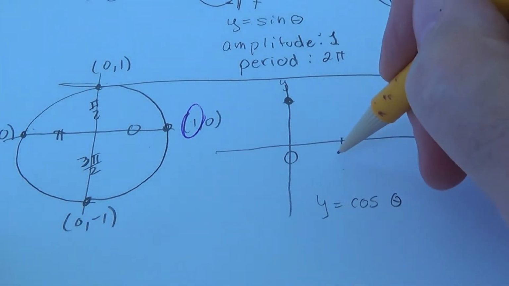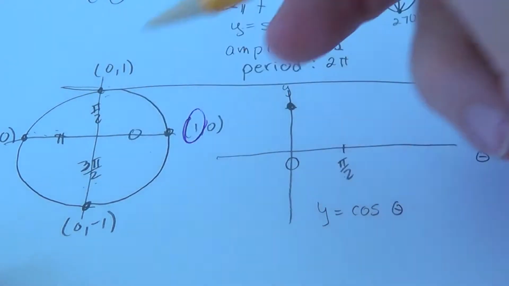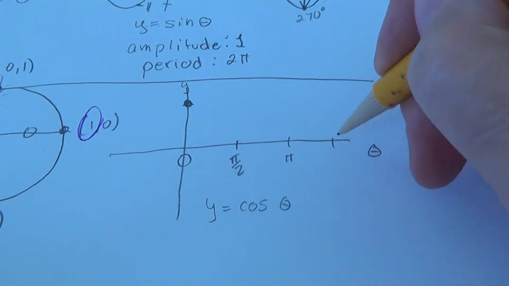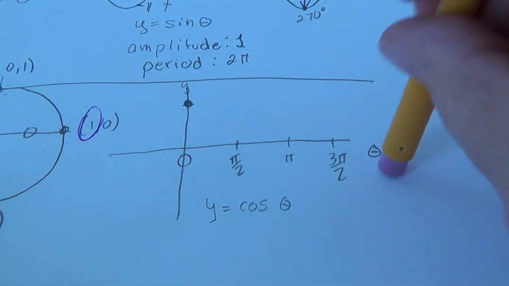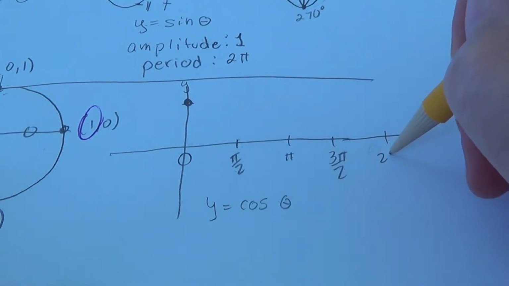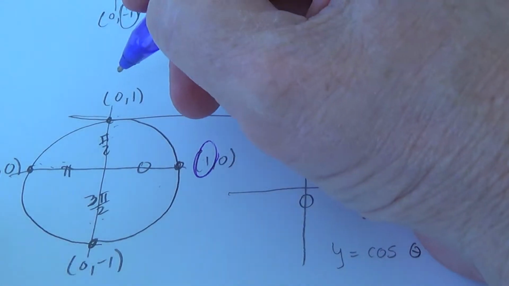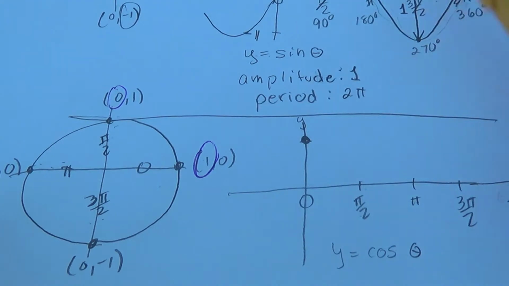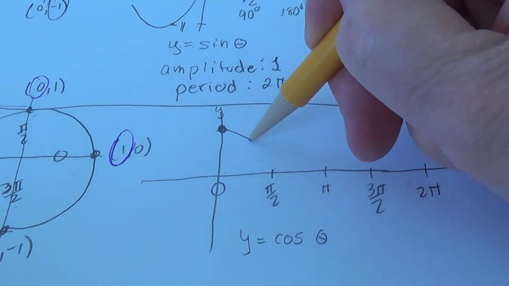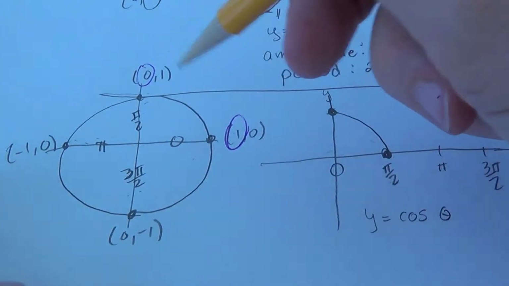All right, so let me put in the radian values that I'm going to track. So pi over 2, pi, 3 pi over 2, and then 2 pi. All right, so we've got 0, 1, and then the first coordinate, this time the cosine, comes down by pi over 2, it comes down to 0. So we track it on down to a value of 0 at pi over 2.